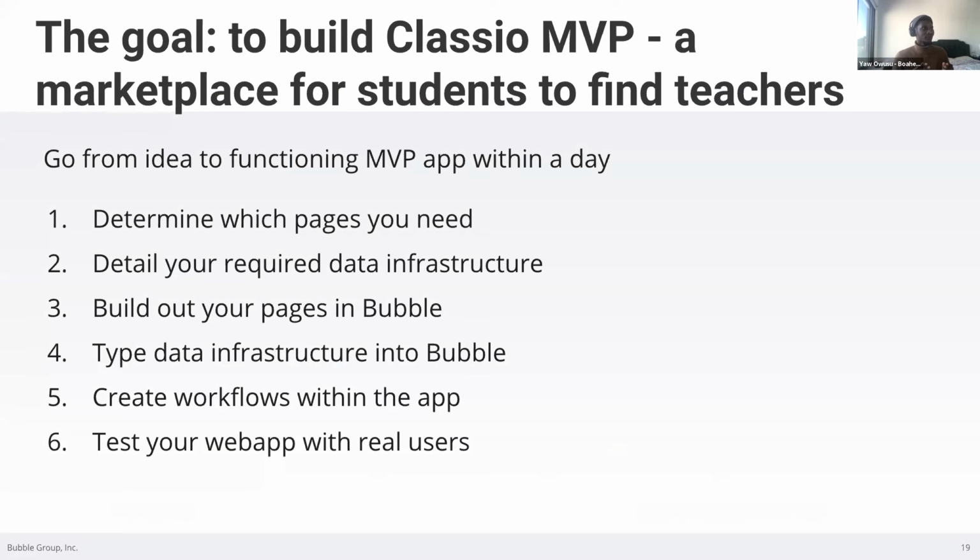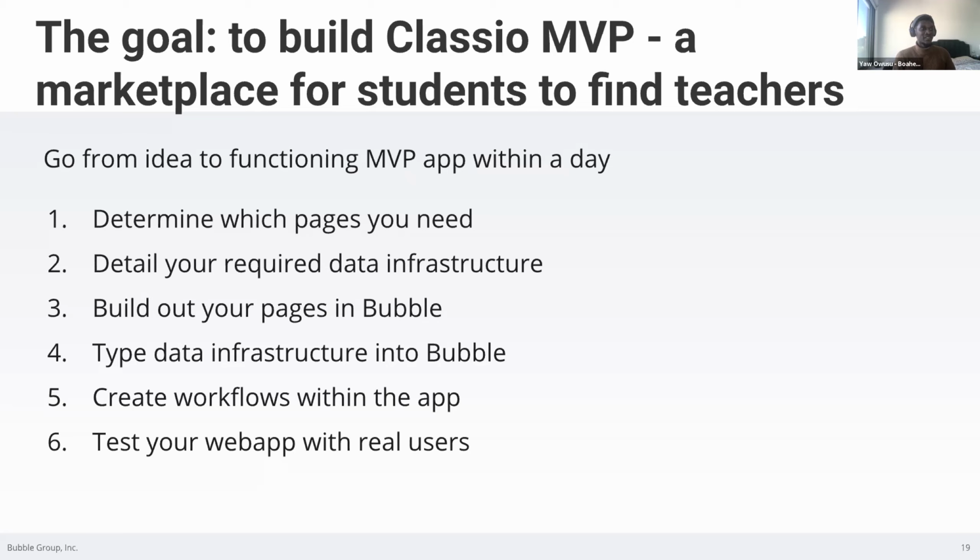And so there are about 6 steps that I typically follow. And I'll preface this by saying everyone builds in Bubble a bit differently. But this is what helped me, as someone who was non-technical and showed up to the company, really understand the building process. So the first step is determining which pages you need.